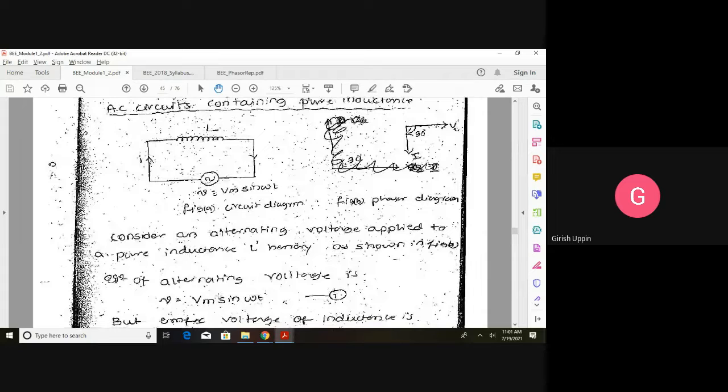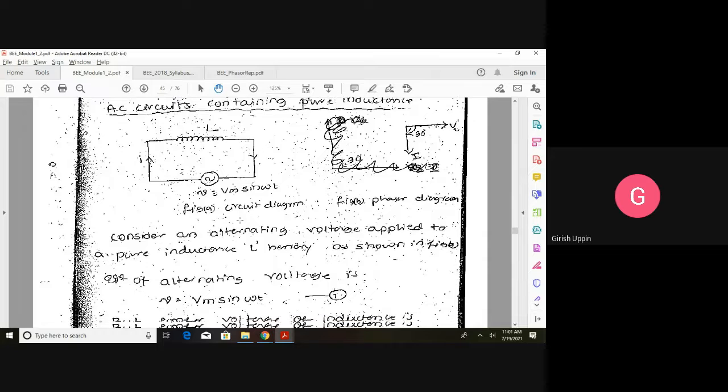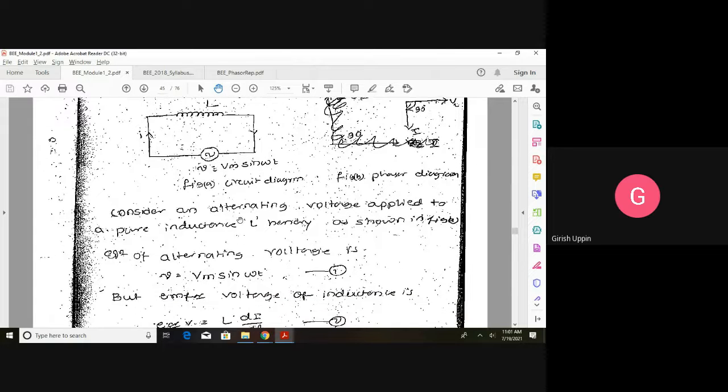Now, AC circuit containing pure inductance. We consider a pure inductor having an inductance of L, and we are applying the voltage V is equal to Vm sin omega t. What is an inductor? It opposes the change in the current. If you remember, self-inductance is a property of the material by virtue of which it opposes the change in the current. When we apply the voltage, it creates the alternating current I, and continuously the current is going to change, and the inductor opposes it.